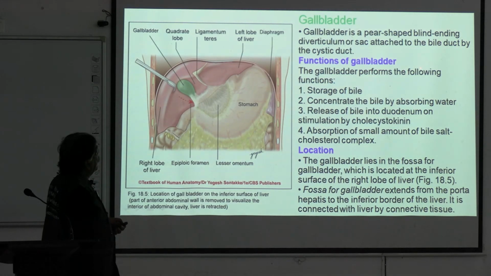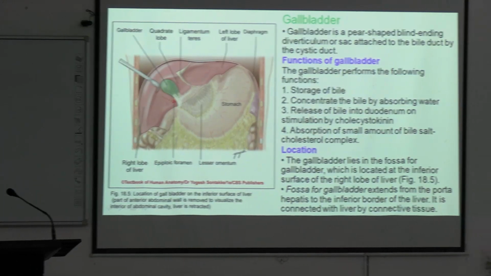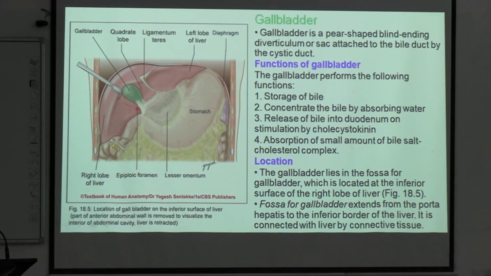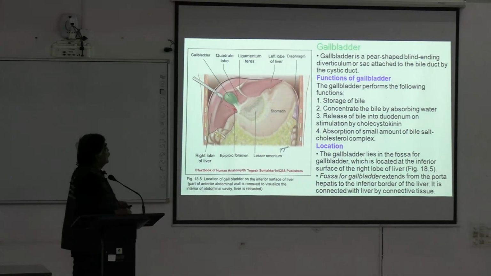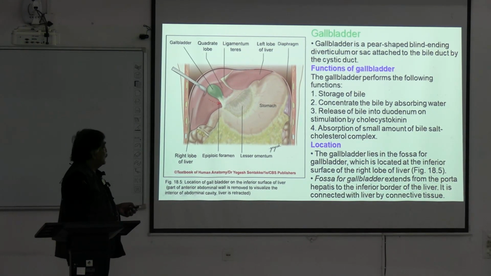Functions of the gallbladder are the following: storage of bile, concentration of the bile by absorbing water, release of bile into the duodenum, stimulation by cholecystokinin, and absorption of a small amount of bile salts and cholesterol complex. Now, if you take any fat meal, the gallbladder contracts. Cholecystokinin is responsible for the release of bile into the duodenum.